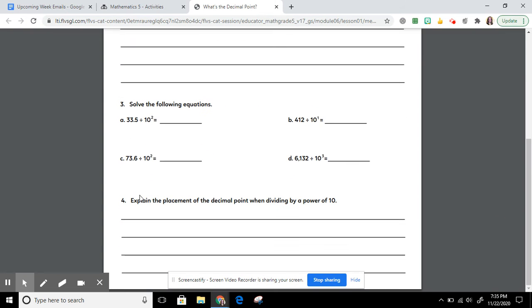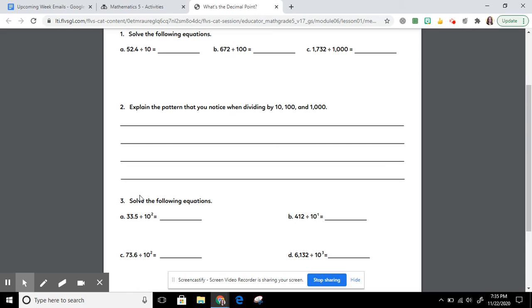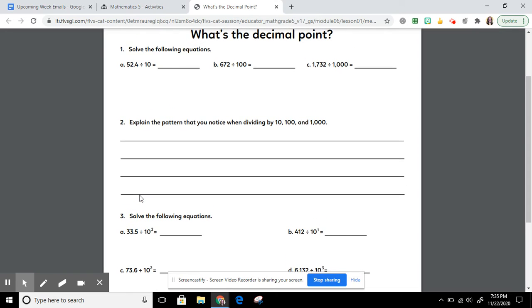And there's 4 questions, but some of the questions have multiple parts. So number 1 has A, B, and C. You're solving those equations. In the lesson, it's going to show you an easier way than having to do the long division out. So make sure you look at that lesson.